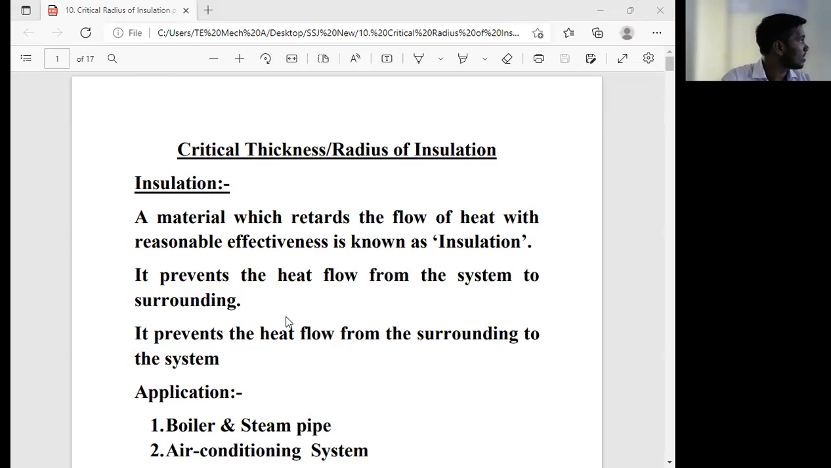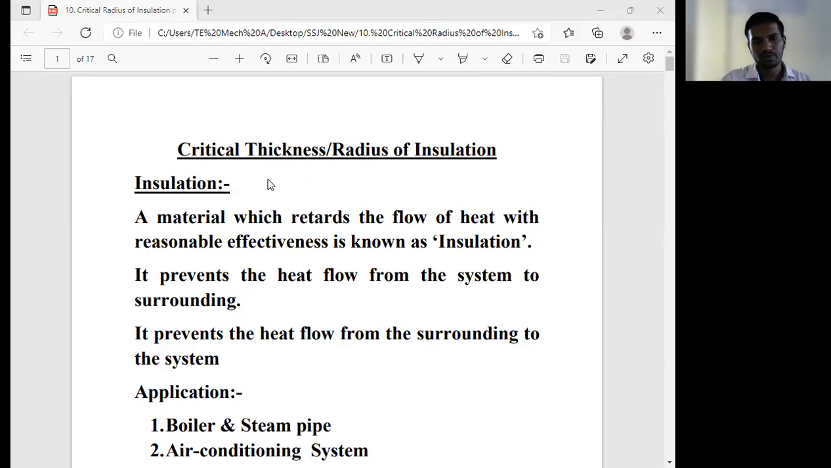So what is the formula for the log mean area for the cylinder? It is AO minus AI divided by ln of AO by AI. By using that formula, we calculate the log mean area for the cylinder. Then what is the log mean area for the sphere? AM is equal to the square root of AI into AO. That part we covered in yesterday's lecture.